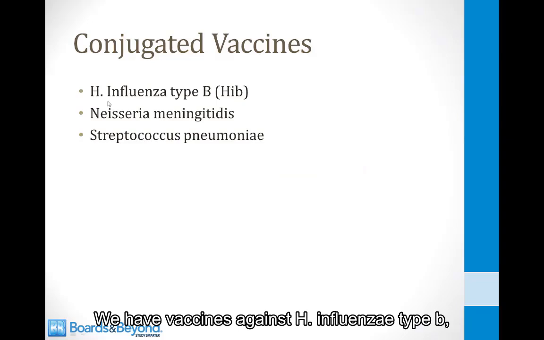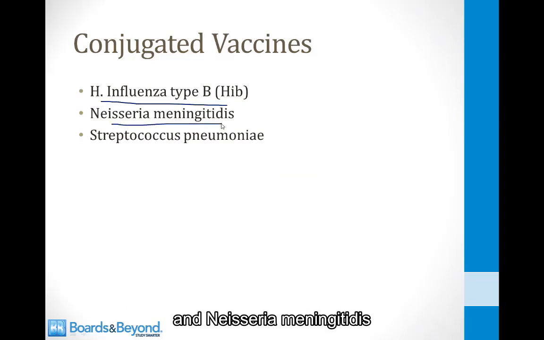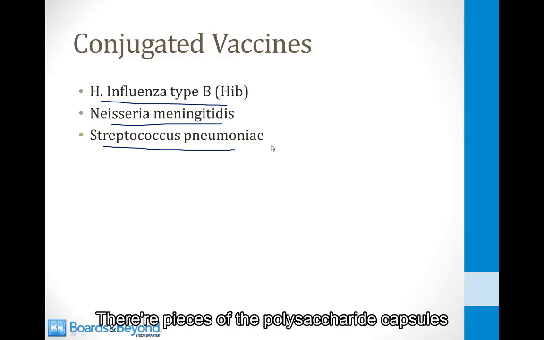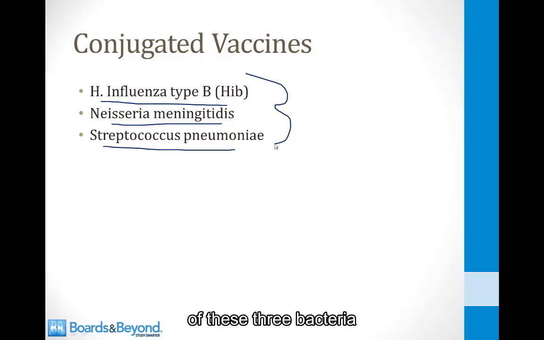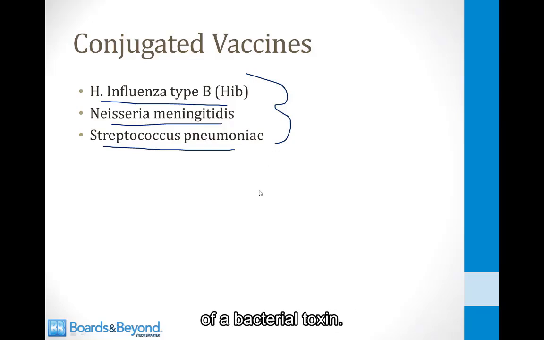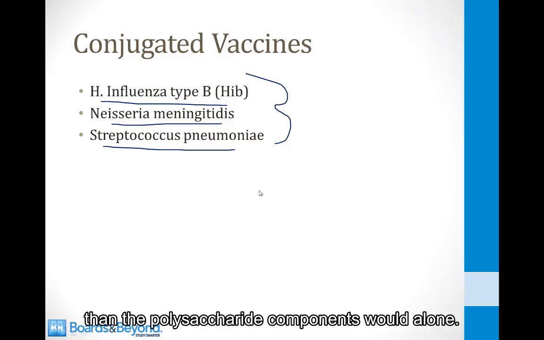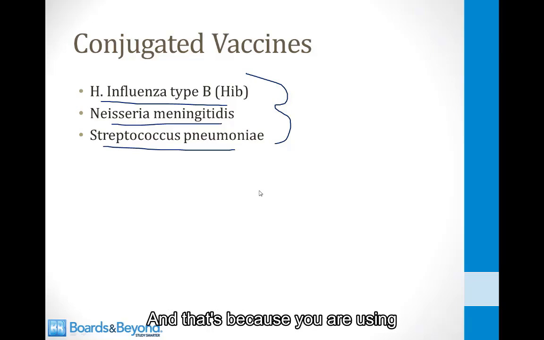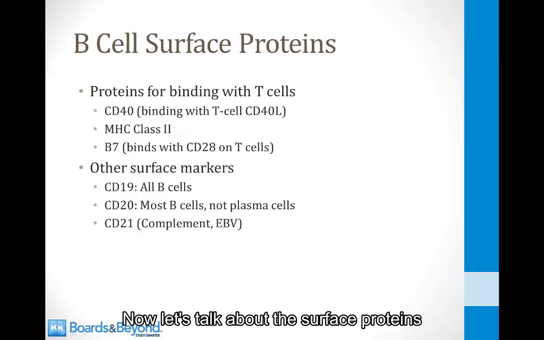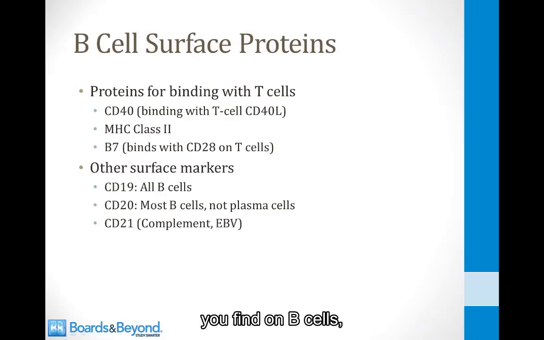We have vaccines against H. influenzae type B and Neisseria meningitidis and Strep pneumoniae that are conjugated. They are pieces of the polysaccharide capsules of these three bacteria conjugated to a protein. Usually it's a toxoid of a bacterial toxin. And the conjugated vaccine produces a much more vigorous response than the polysaccharide capsule components would alone. And that's because you are using T cell dependent activation of the B cells rather than the weaker T cell independent pathway. Now let's talk about the surface proteins you find on B cells.